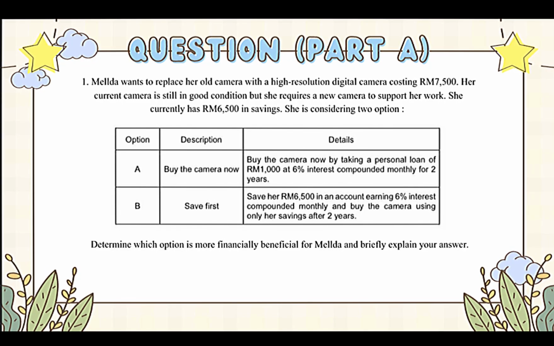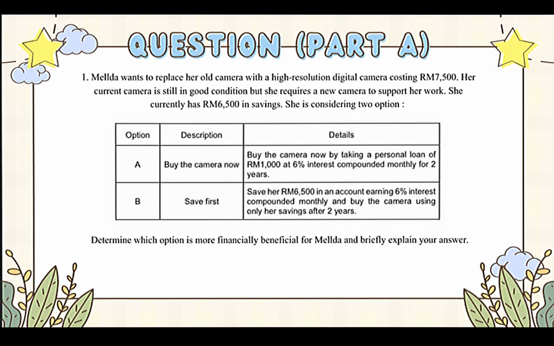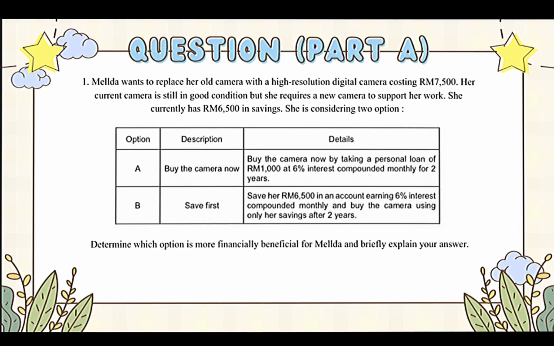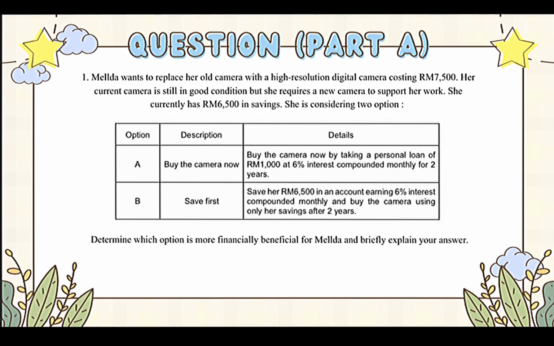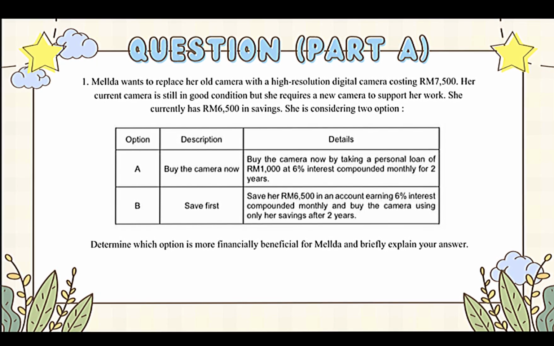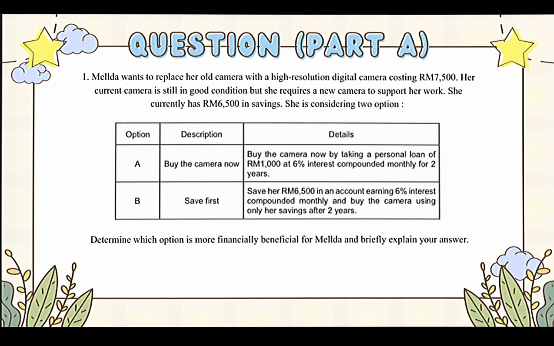Option A, buying the camera now by taking a personal loan of 1,000 ringgit at 6% interest compounded monthly for 2 years. Or Option B, saving her 6,500 ringgit in an account earning 6% interest compounded monthly and buy the camera using only her savings after 2 years. The question is, determine which option is more financially beneficial for Melda.